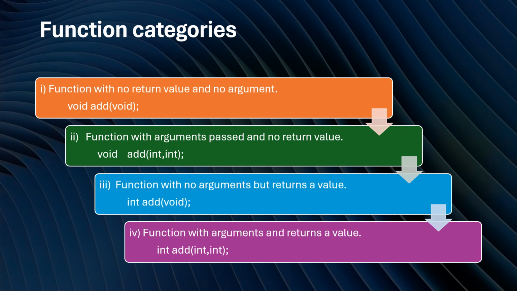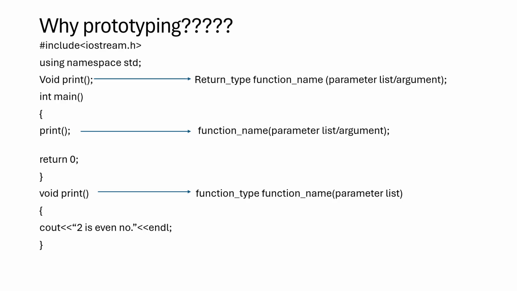Next, functions with arguments passed and no return values. Here we are passing the arguments, but we are not returning values. Next, third, functions with no arguments but return values. In the above example we were passing the arguments; here we are not passing arguments, so we write void. Finally, functions with arguments and return values, where we are passing the arguments and also returning values. So these are the function categories.